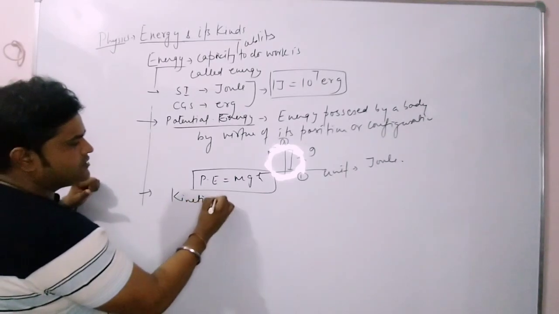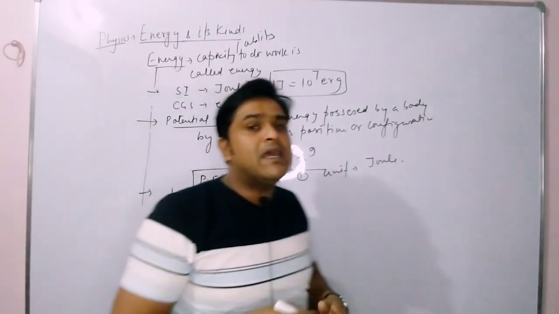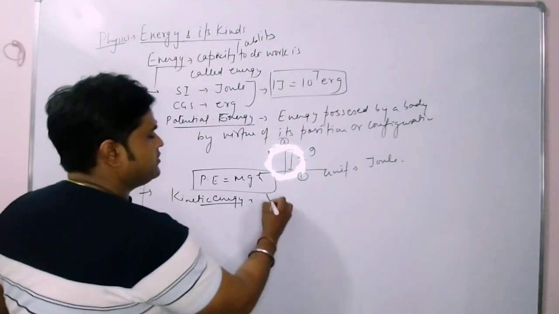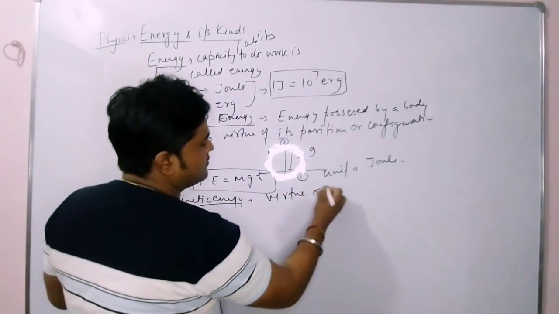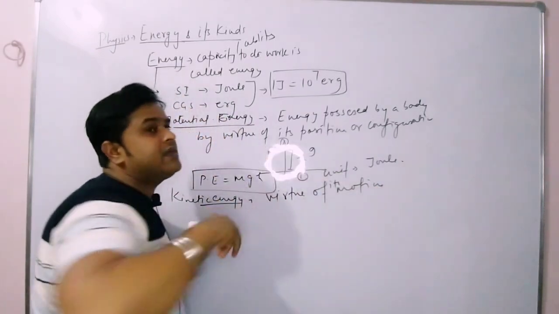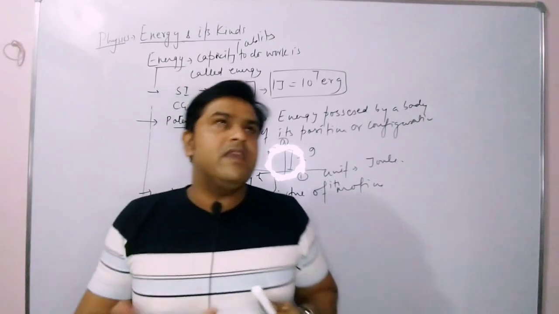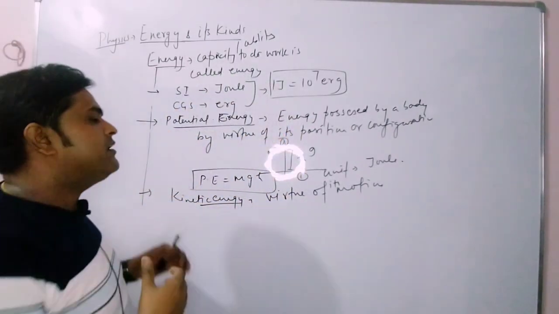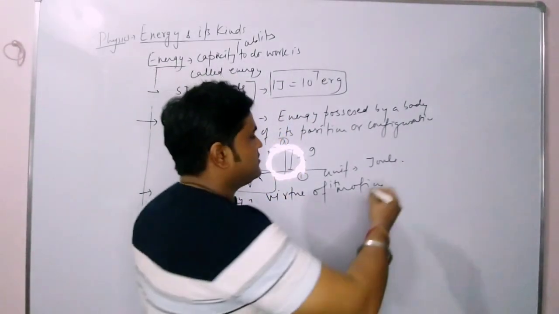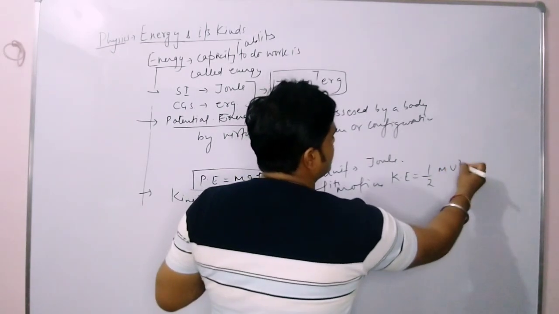What about kinetic energy? Kinetic energy means the energy possessed by the body by virtue of its motion. ठीक है? This is known as kinetic energy. That means if an object is moving, ठीक है? Like a moving car, है ना? ये सारे के सारे किसमें आएंगे? Kinetic energy. So kinetic energy will be equal to half mv square.